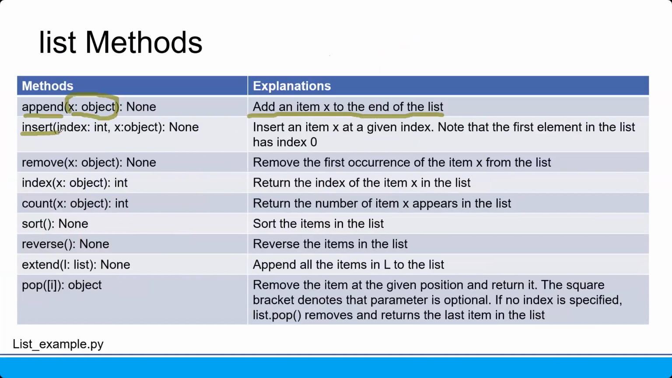Insert. We have two arguments. You already learned about the function. In this case, we have two arguments: the index, which will be an integer, and the other is the object. So insert an item X at a given index. Note that the first element in the list has index 0.